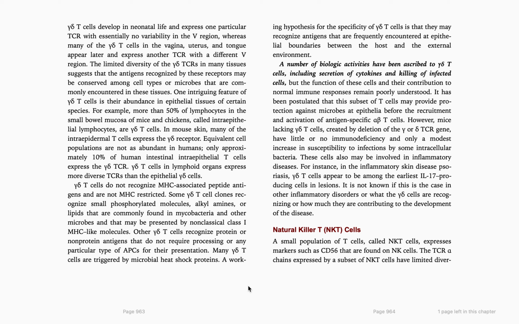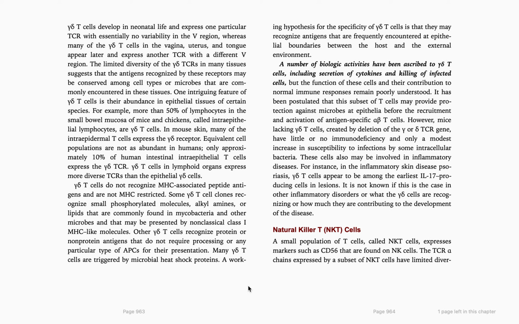The limited diversity of gamma delta T cells in many tissues suggests that the antigens recognized by these receptors may be conserved among cell types or microbes that are commonly encountered in these tissues.